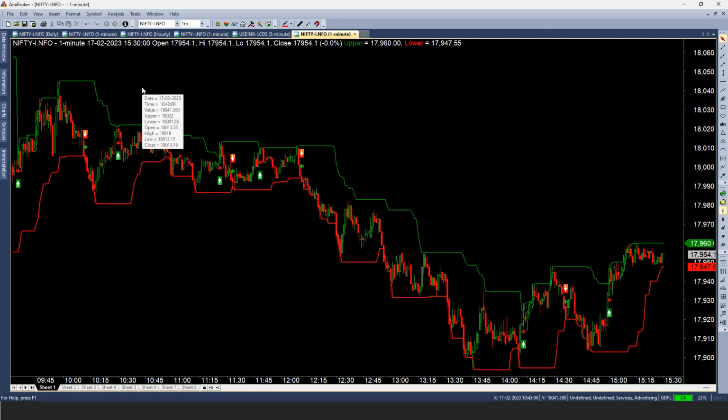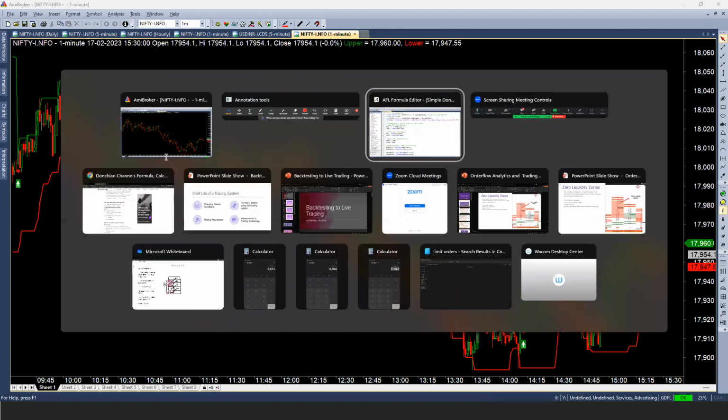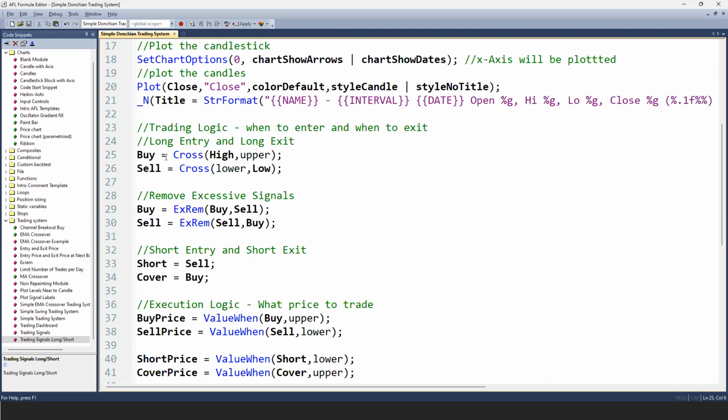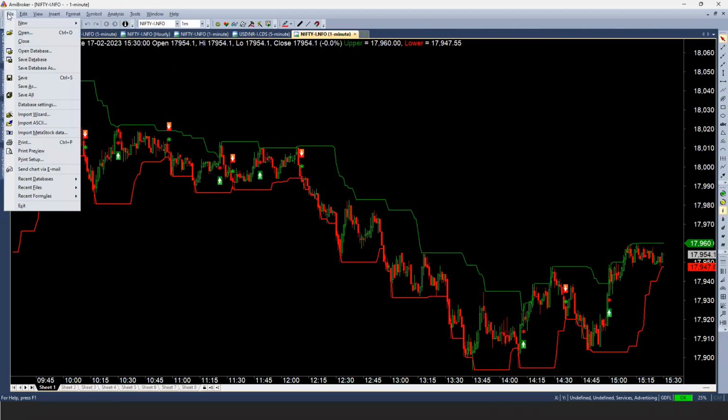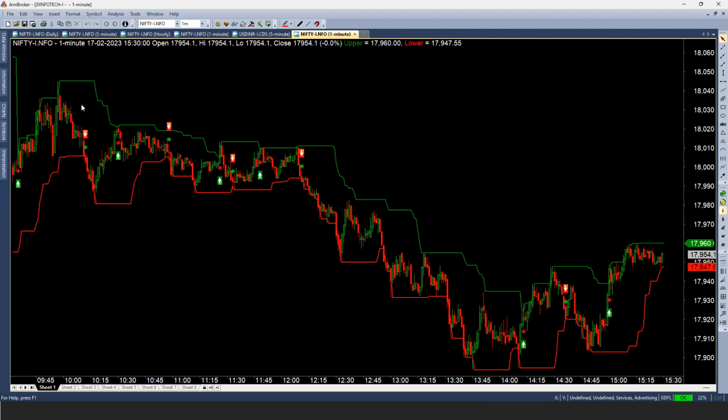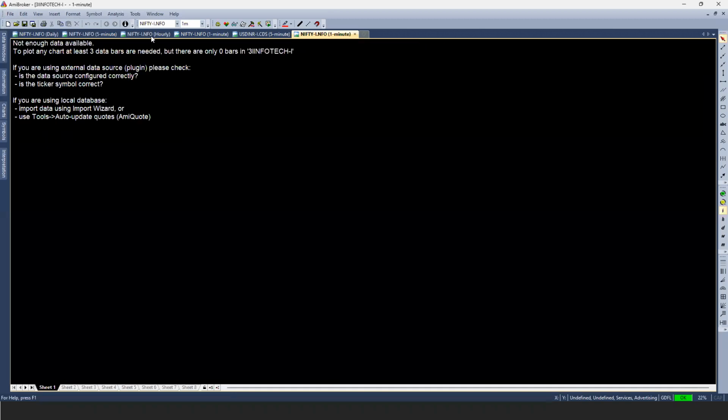Now, the coding, the trading system is ready over here. It's a very simple logic only. I saved it in an AFL format. Now I'll go to the backtesting part. So what I'm going to do is I'll go to file, I'll go to recent database. I'm going to open the last couple of years of intraday data over here.